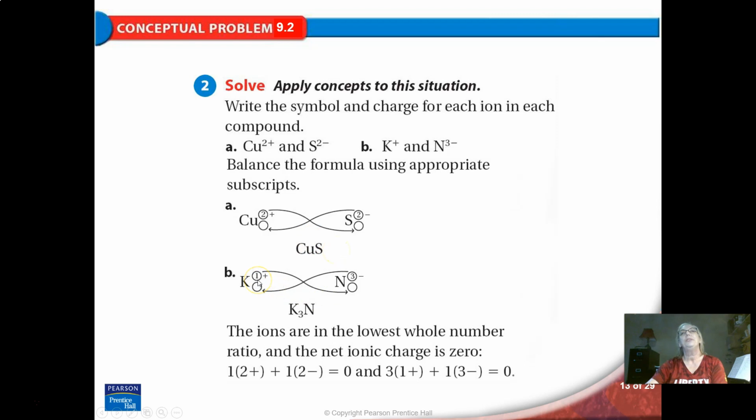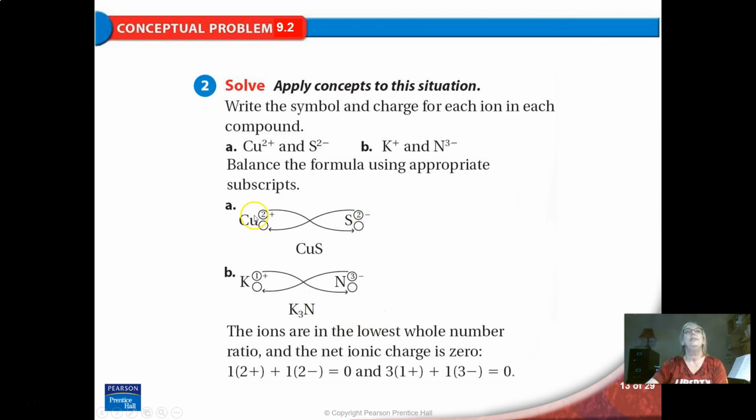This one you have K is +1, nitrogen's -3. So to make this balance out, you're going to need 3 of these. The easy way to do it is the crisscross way. You just take this number and put it there, take that number and put it there. If you do that, almost always it works out perfectly, and you're going to have 3 potassiums balancing out 1 nitrogen. So this is called potassium nitride. You always name this one just its regular name, and then you change this one to an ide.